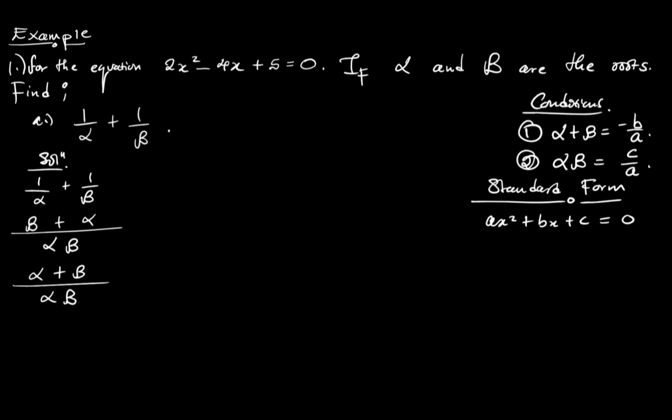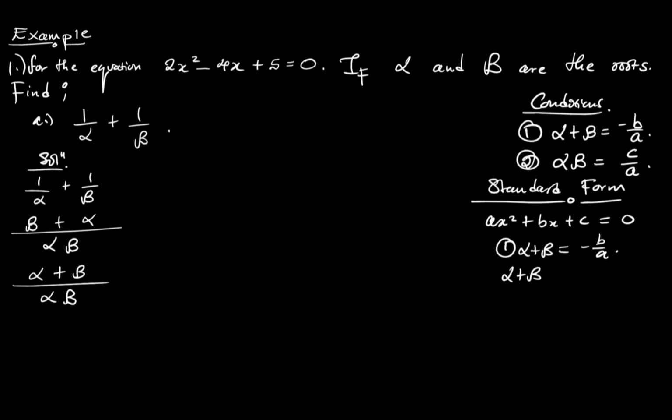Now, why did I do that? It's because I want to satisfy my conditions. I want to end up having something that is similar to the conditions I'm having in question. So now, with the conditions I have, I can satisfy condition number 1 because it's alpha plus beta being equal to minus b over a. So I can evaluate this.